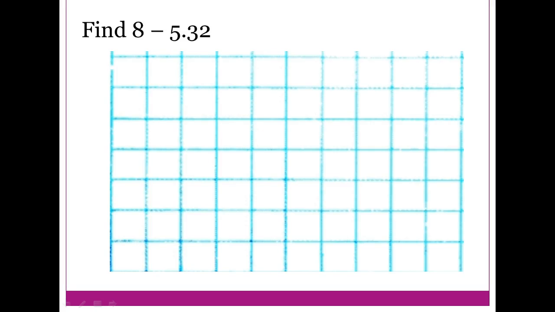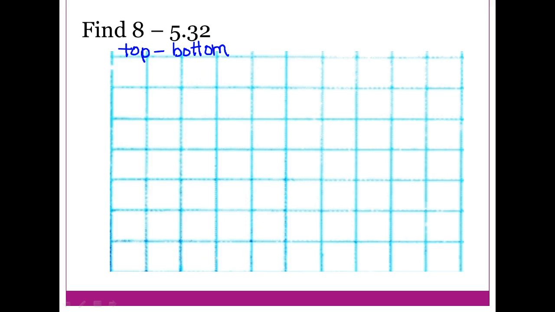Let's try our next problem using the graph paper. We're going to start with a whole number, 8, and then subtract a decimal number from it. As was mentioned before, when you have a whole number, the decimal comes directly to the right of it. Also, the first number in the problem is the one that goes on top. The second number goes on the bottom. We are starting with 8, and we are subtracting 5 and 32 hundredths from 8. So the order that you put them in the problem isn't determined by the length of the number itself. It's determined by the order and the actual value of the number.